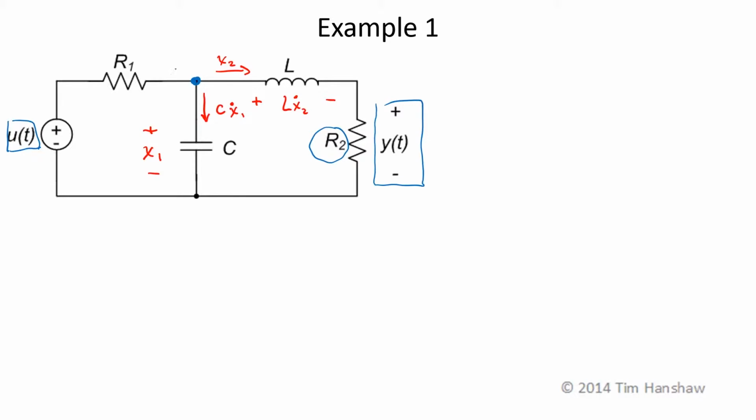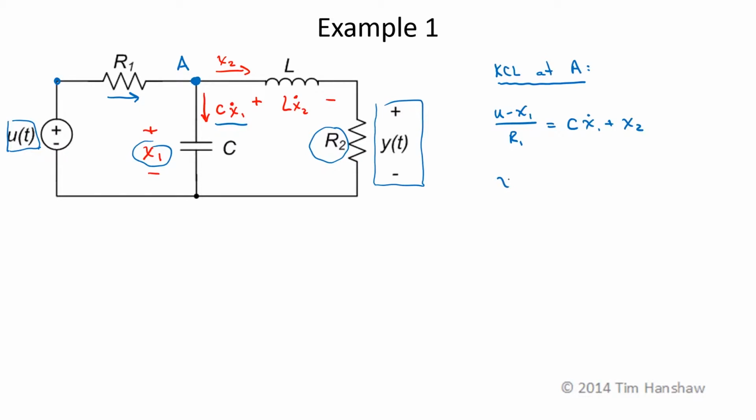If I call this node here node A, I can write an equation by applying KCL at A. The sum of the currents entering the node has to equal the sum of the currents leaving the node. So the current entering the node is this voltage, u of t, minus this voltage, which is just x1, divided by R1. Currents leaving are the current through the capacitor, which is just C x1 dot, plus the current through the inductor, which is just x2.